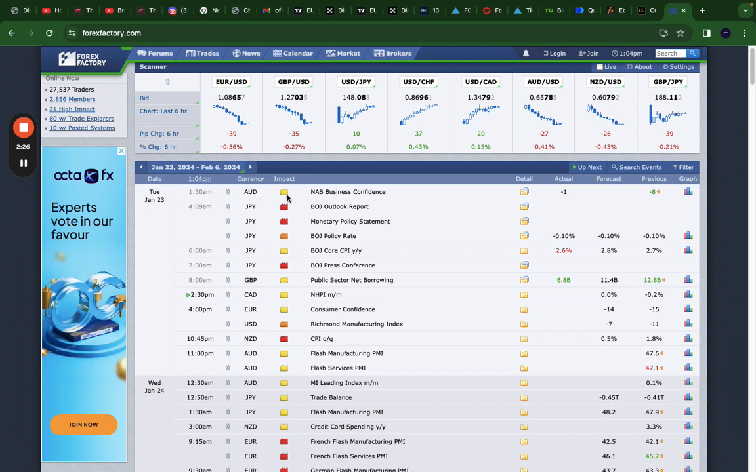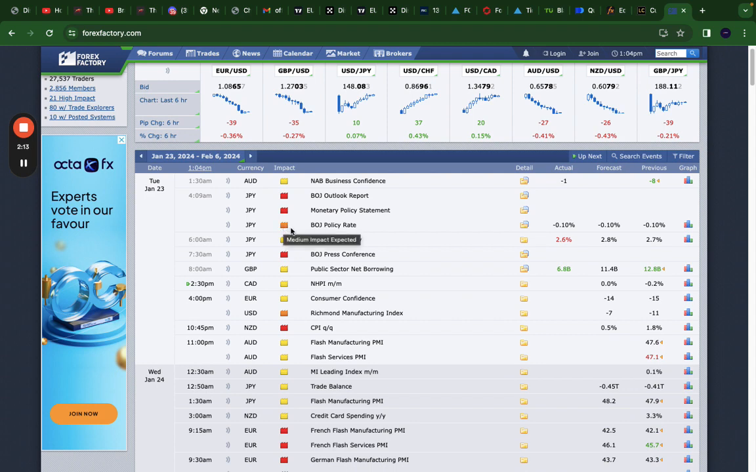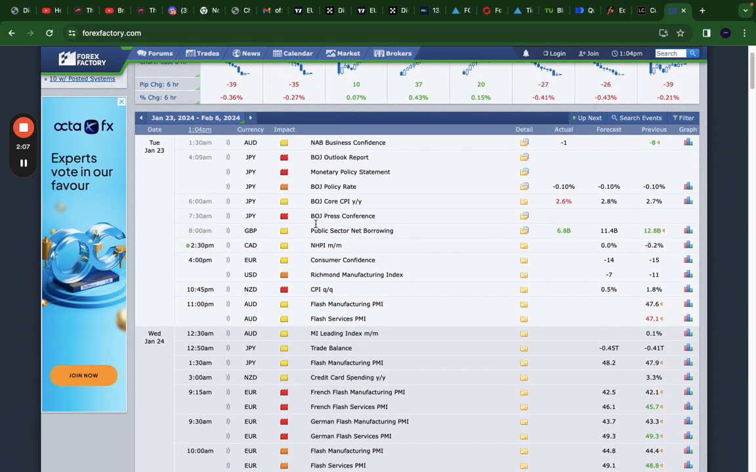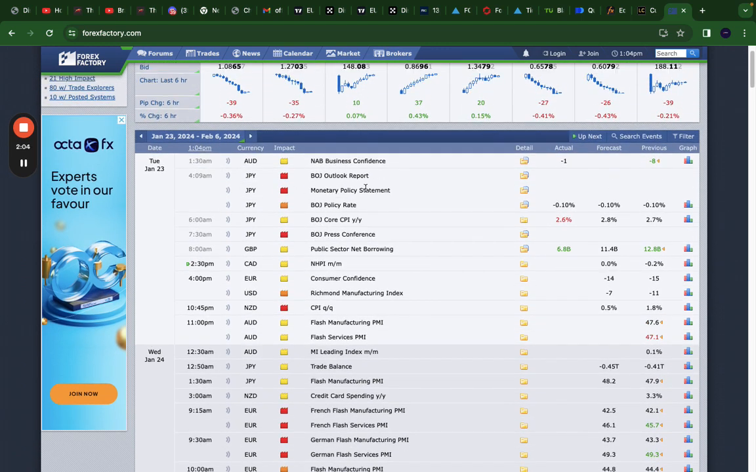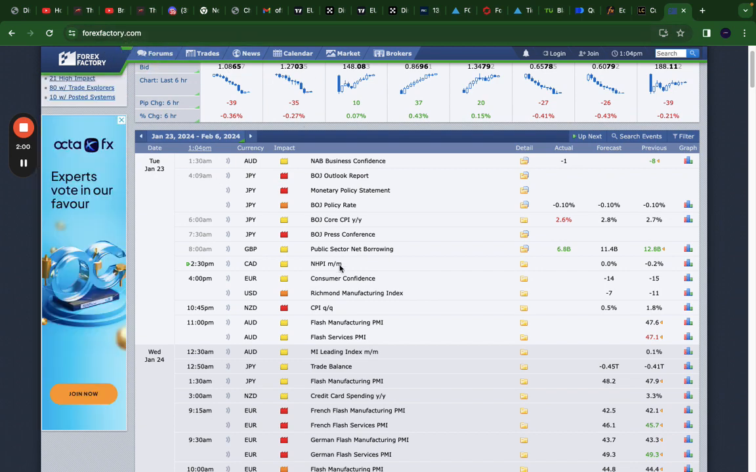Now, when you have the yellow folder, it means it has low impact in the market. Then the red folder is telling you it has a very high impact in the market. Then this orange folder states medium impact in the market. So these are your fundamental analysis tools, basically using Forex Factory and MyFXBook.